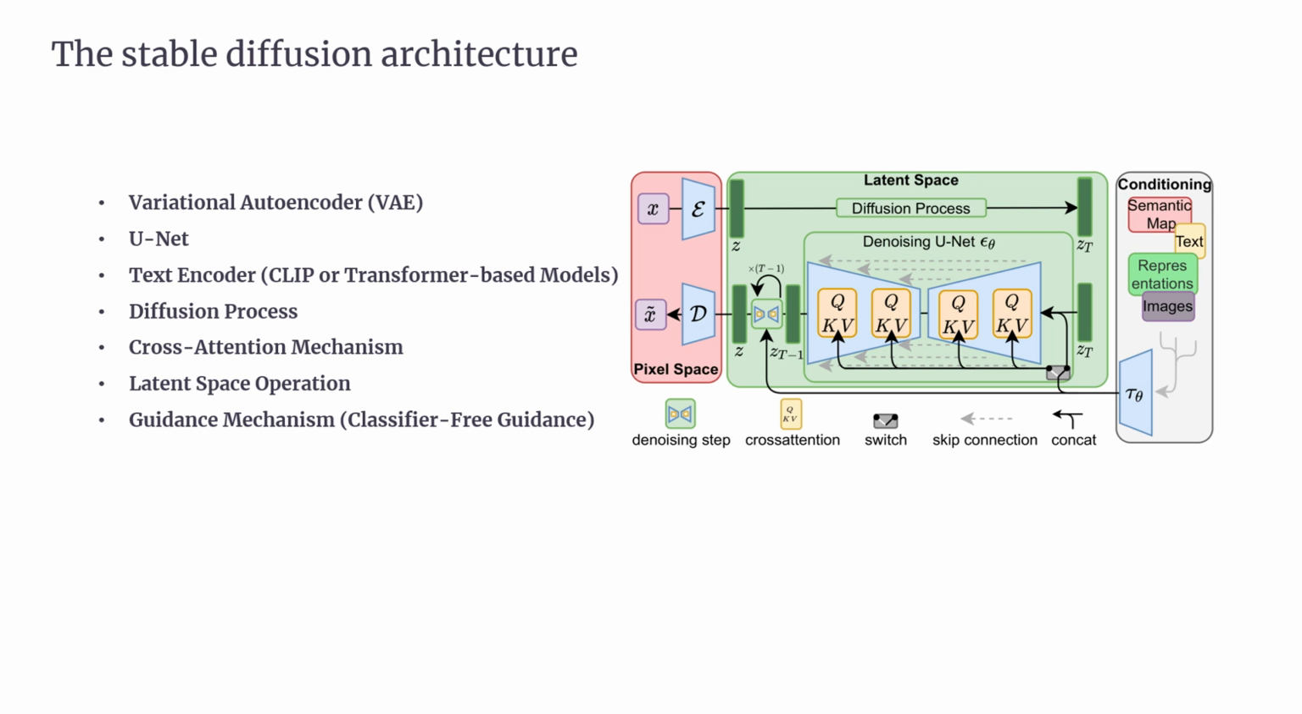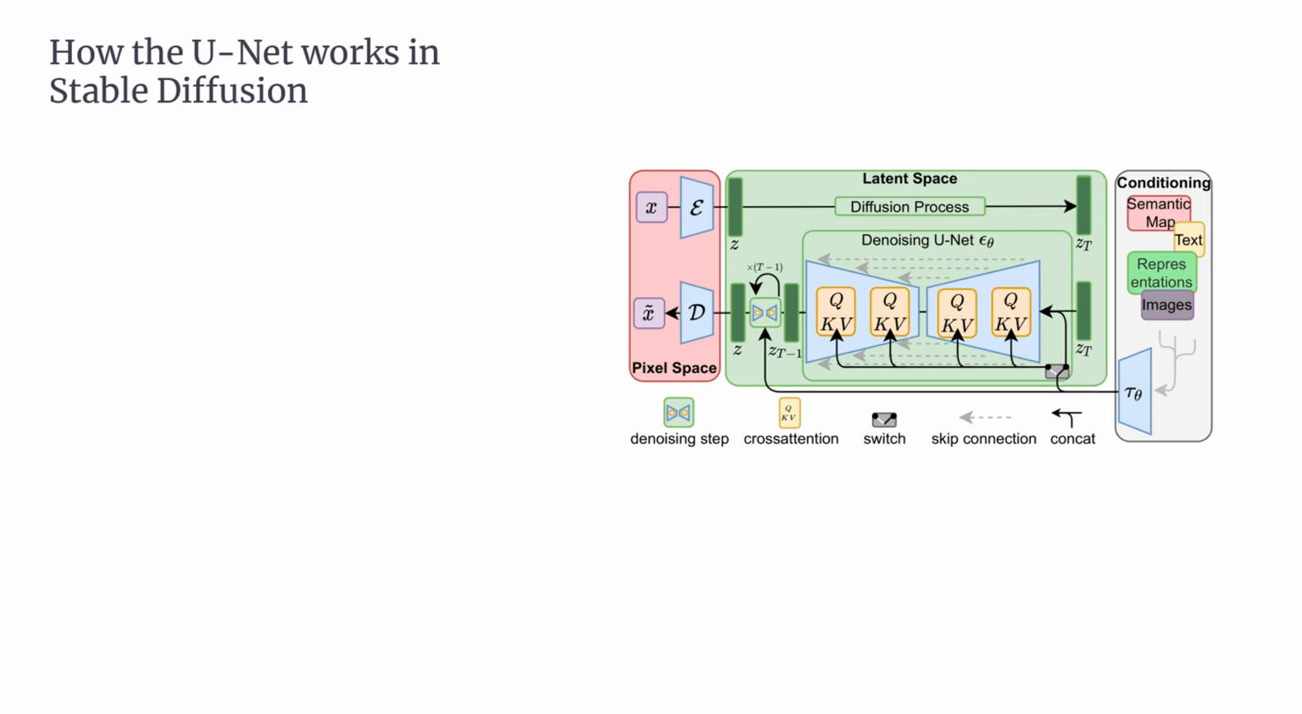It's this combination of smart design and innovative techniques that makes Stable Diffusion so powerful for text-guided image generation. Now, let's walk through how the UNet works in Stable Diffusion, particularly focusing on its role in the reverse diffusion process and how it contributes to noise prediction and subtraction to generate images from random noise. The first, the reverse diffusion process.